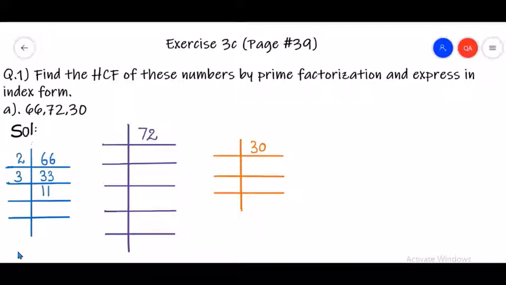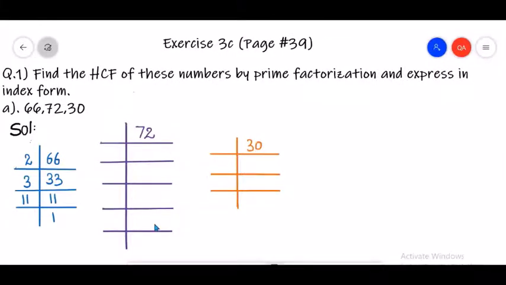Now here we have got 11. As you know 11 is a prime number, so it is divisible by 1 or 11. So here we will write 11. 11 ones are 11.